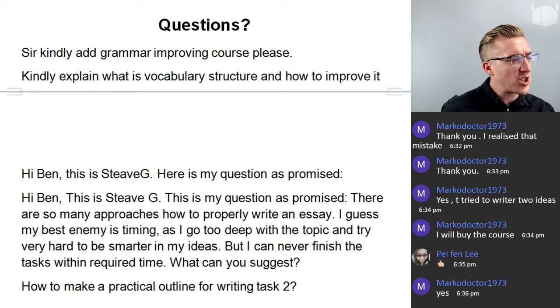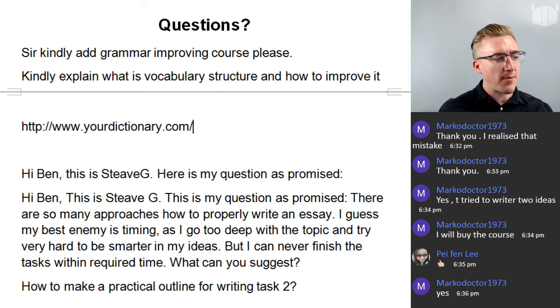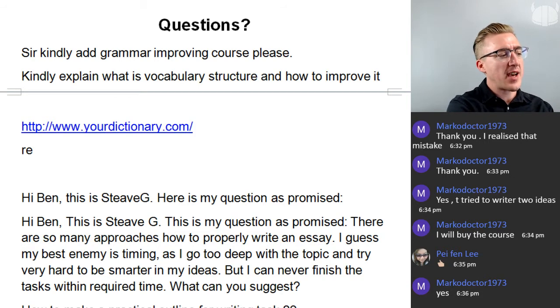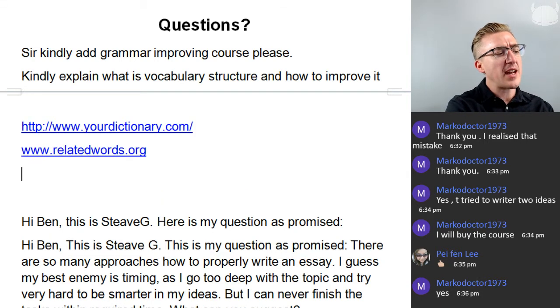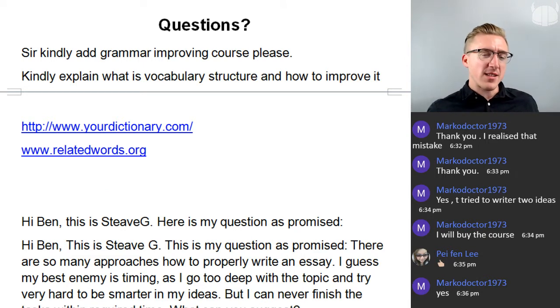There's a dictionary that I like to use that's very simple. Here it is. Let me give you the website here. yourdictionary.com. Very simple definitions. And the other website would be relatedwords.org. So what I like is to find a word that I don't know, that I'm learning, and then I check it out on yourdictionary.com, find the definition, see some example sentences.